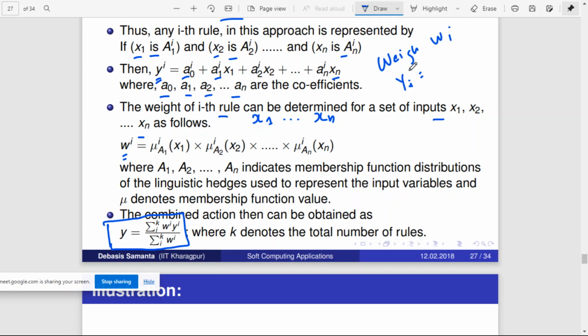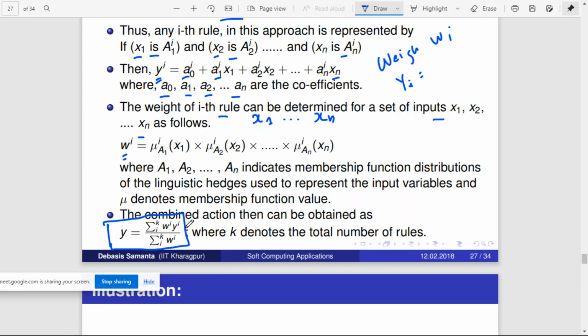Then once you have identified all these things, you have to plug into the formula: sigma i equal to 1 to k wi yi divided by wi, right? So this is what we are going to do. Okay? I think it's clear. So initially we will be given a set of rules. These are the rules: X1 is A1, X2 is A2, and so on up to Xn is An. Okay.